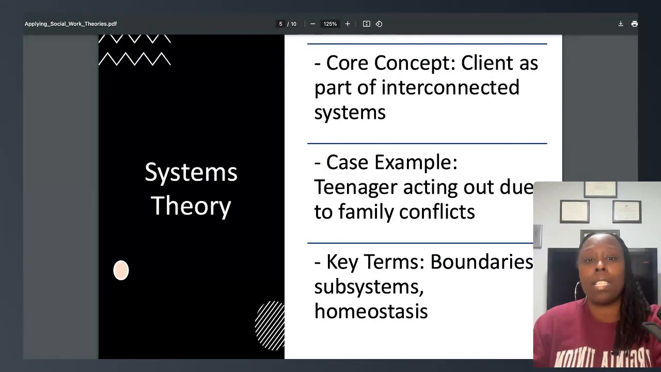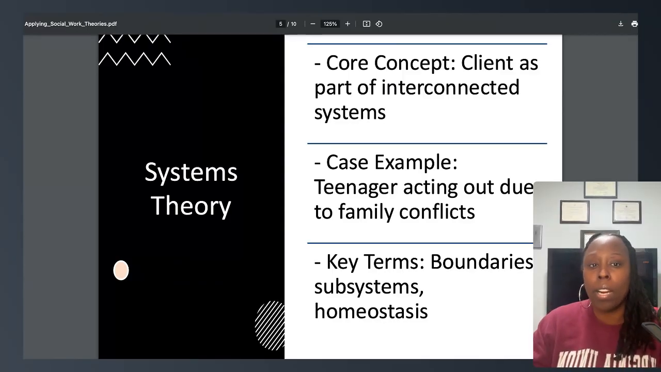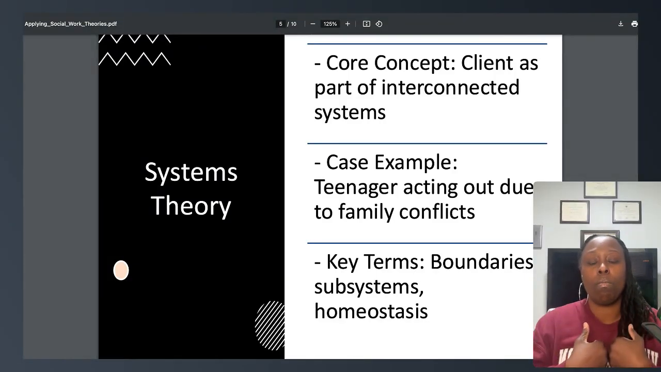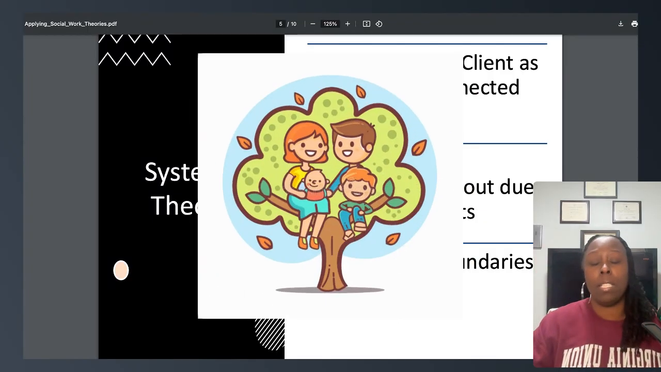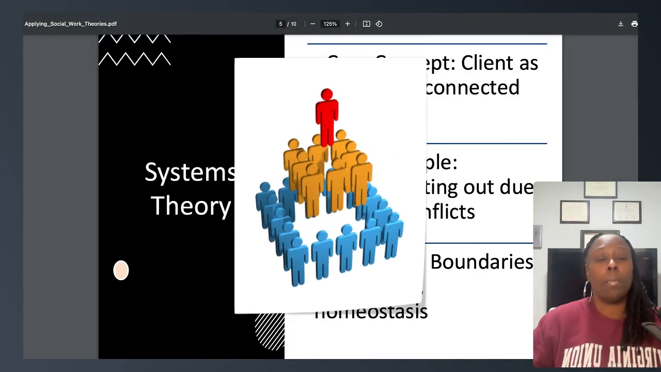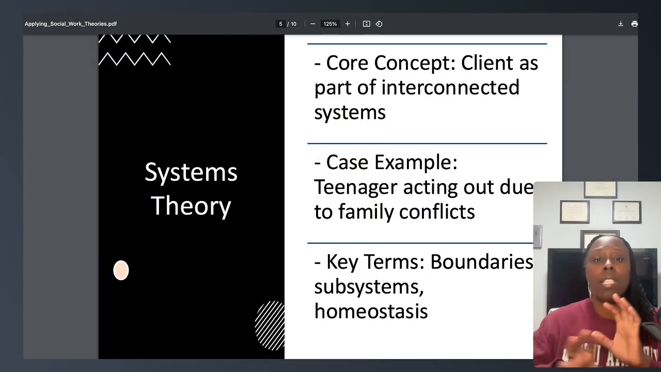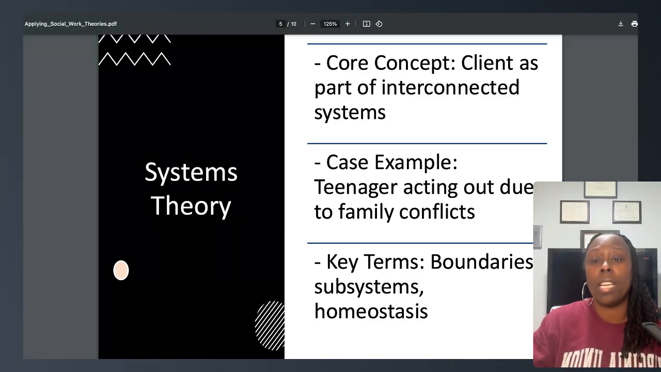All right, let's talk about systems theory. The core concept here is the client is a part of an interconnected system. You as an individual, we're going to say you're the client, I'm the client, whomever, we're individuals. We are part of other systems. We're part of a church system, a family system, a school system, a government system. We're part of all these systems, and they're interconnected. That is pretty much how we look at and understand systems theory.